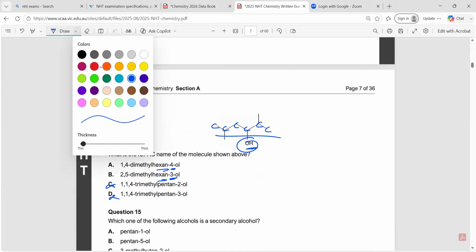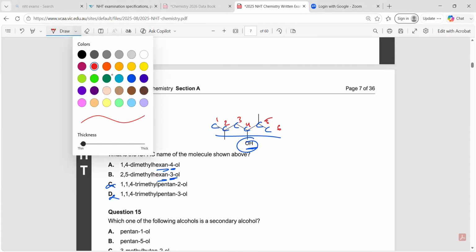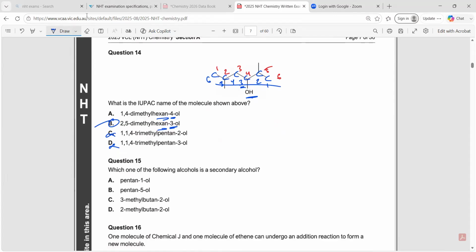The only thing you have to consider here is if it's 1, 2, 3, 4, 5, 6, or 1, 2, 3, 4, 5, 6 from the other end. You want the hydroxyl group, which takes priority in this situation, to have the lowest number, which is 3 in this situation. So it'd be hexan-3-ol. Cool. These are super easy.